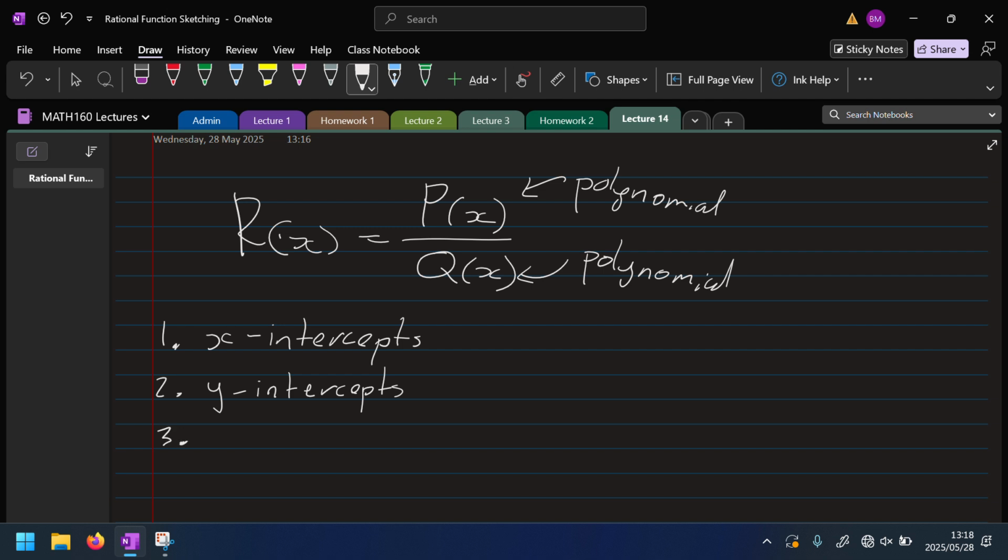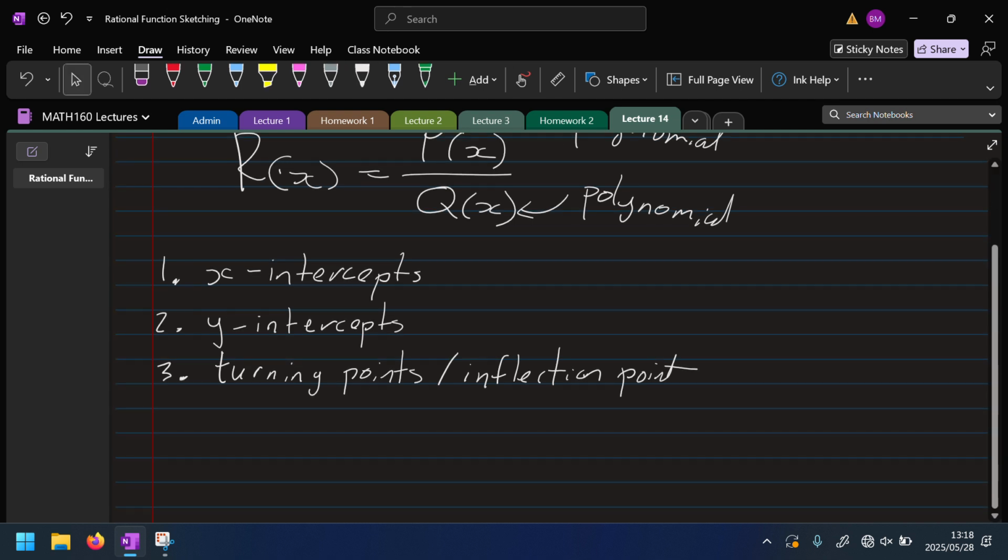Number three, you would look for the turning points or inflection points. Sometimes you have a turning point, but later on you figure out that it's actually an inflection point, so we'll group these two together. We saw some examples with that on Thursday. Now we're going to add two more things.